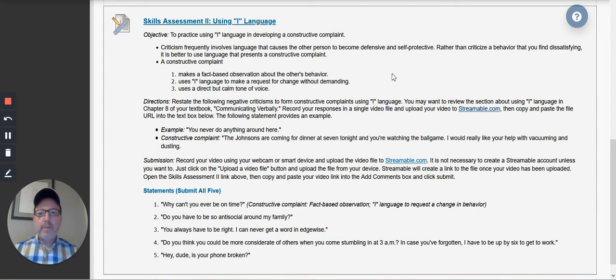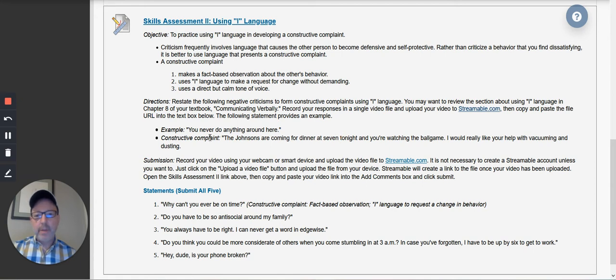And then the third point I've got, the third step, is using a direct but calm tone of voice. You don't want to sound like you're yelling at the person. You don't want to sound sarcastic, but sound firm and just tell them up front what you would like to happen. So you've got the statements down here at the bottom, as I said, but I've given you an example.